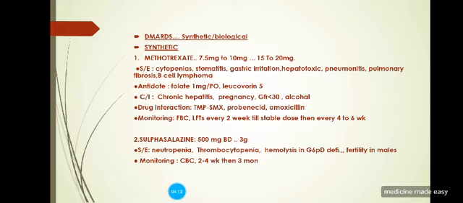Then comes the DMARDs. They can be synthetic and biological. First of all, we will see the synthetic. The most important, and which can be said to be the drug which is used mostly and started with, is methotrexate. That is 7.5 to 10 mg and maximum up to 20 mg.